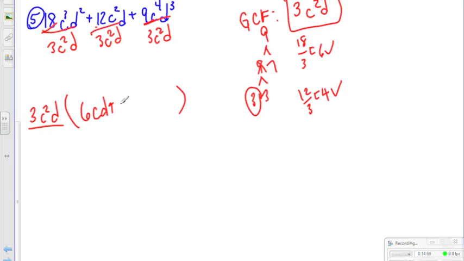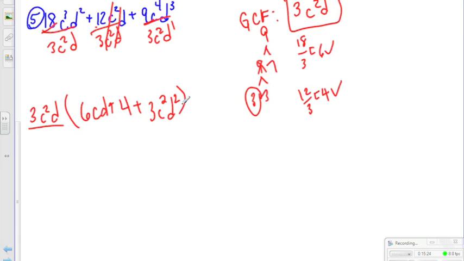Plus 12 divided by 3 is 4. And then c squared divided by c squared cancels. And d divided by d cancels. And plus 9 divided by 3 is 3. C to the fourth over c squared gives us 4 minus 2 is 2. And then 3 minus the 1 hidden here is 2.